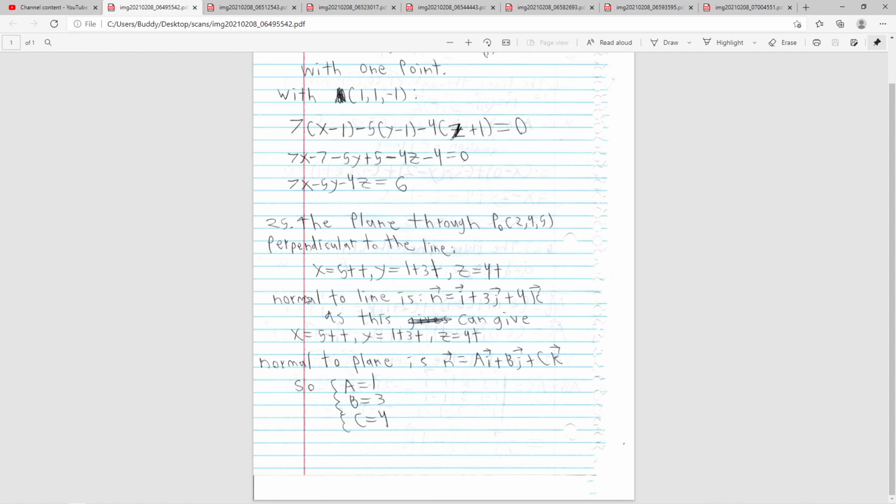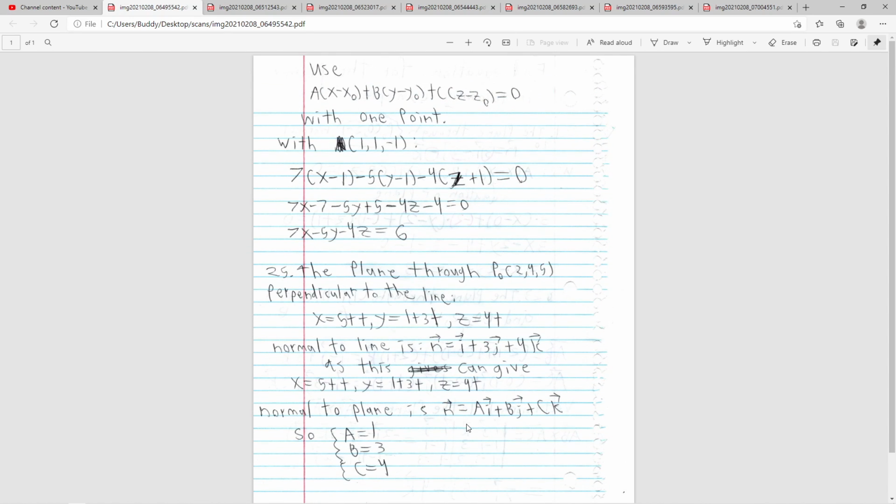So the normal to line will give us that. And it's parametric, I show. So normal to plane is, a equals 1, b equals 3, yeah. I'm over explaining a little here in wording, but that's the first step you do to find the plane.